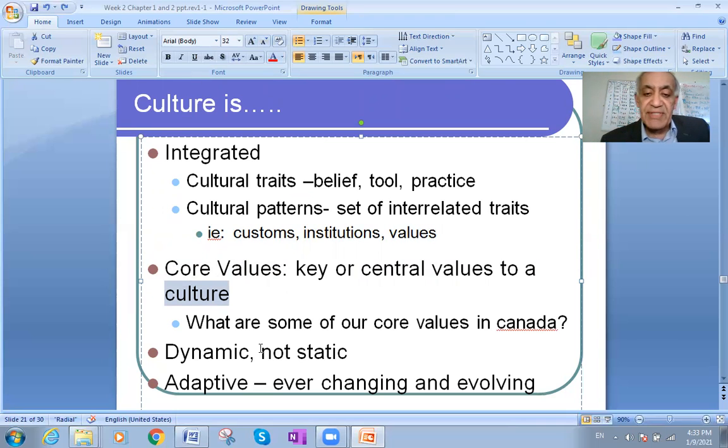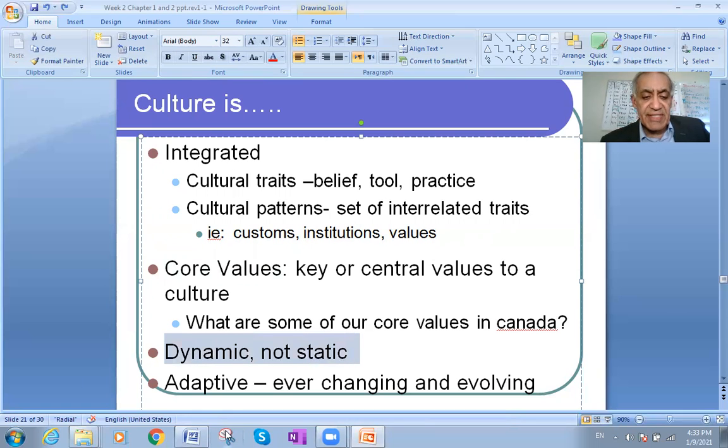Okay. What are some of our core values in Canada, as an example? Let us just think about Canada here and see what the core values of the Canadian culture are. I will let you think about this question and we'll come back to it.